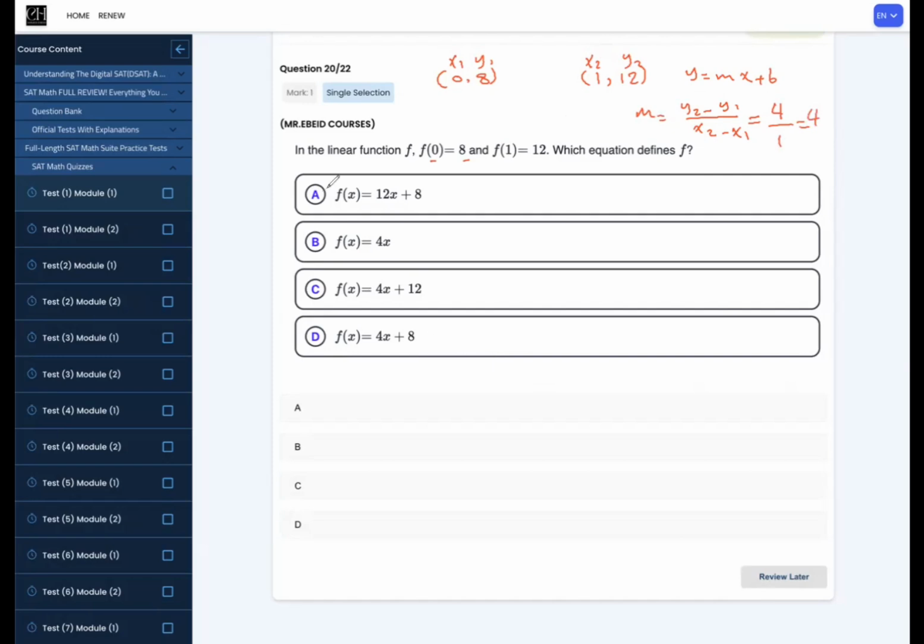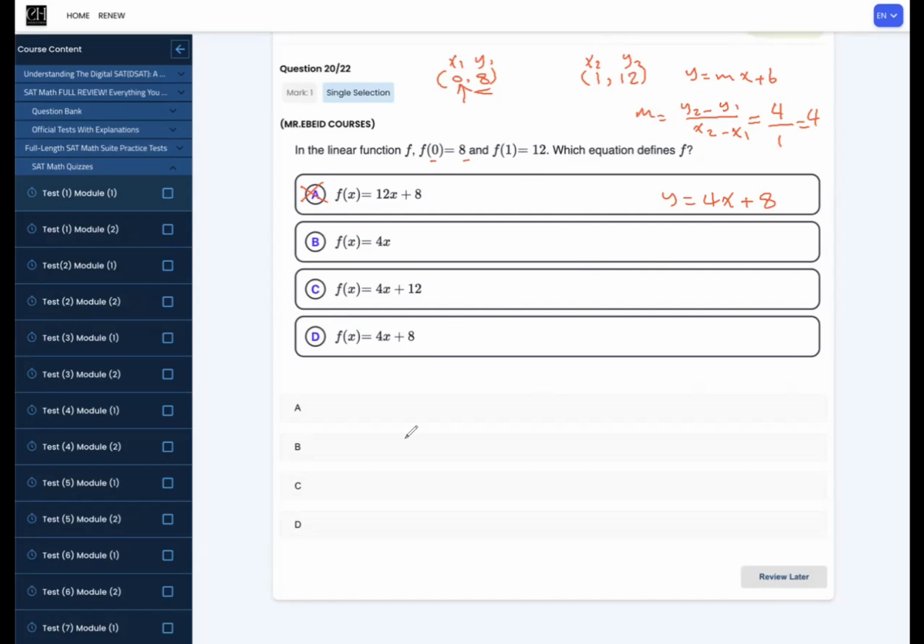So this one is not correct. To find the y-intercept, we have y equals 4x. The y-intercept is when x equals 0, so it will be 4x plus 8. So this is the y-intercept, which is 8. So the answer is 4x plus 8, which is D.